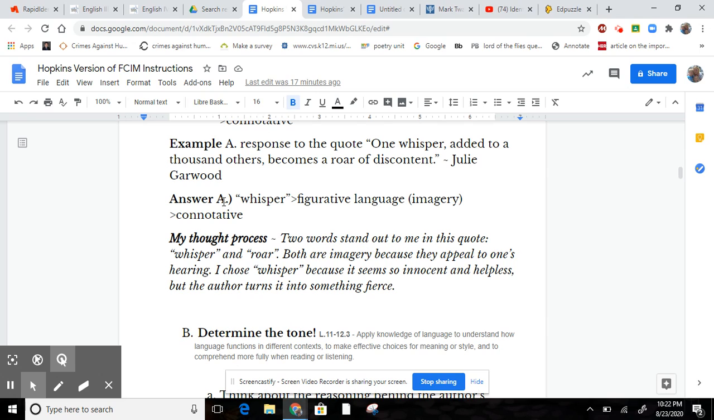So my answer would look like my word in quotes, whisper. I'm going to identify it as figurative language because it's not being taken literally. And I'm going to identify that figurative language in parentheses, in this case, imagery, because it appeals to the senses, sight, sound, taste, touch, smell. And it has a connotative meaning.